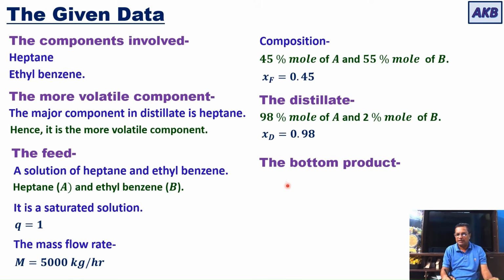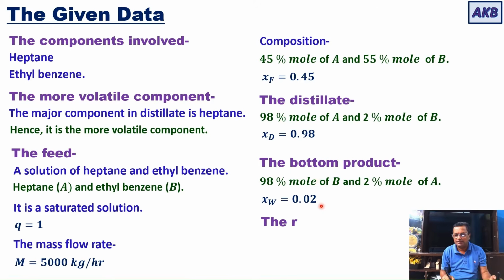xD is 0.98. Then for the bottom product, the composition is, the bottom product is containing 98% mole of B and 2% mole of A. The major component in the bottom product is B, that is ethyl benzene. So that is the less volatile component out of the two. So that means the mole fraction of the more volatile component, which we denote by xW, is 0.02. So you have the information regarding the bottom product.